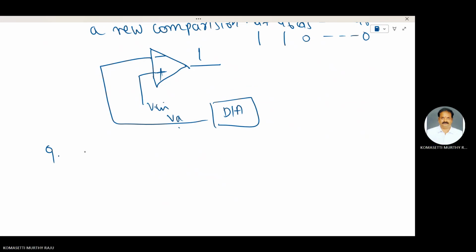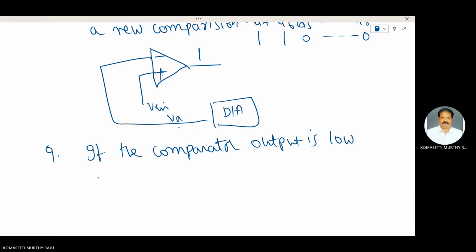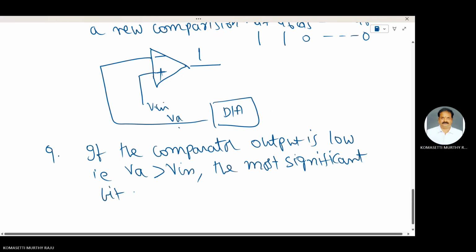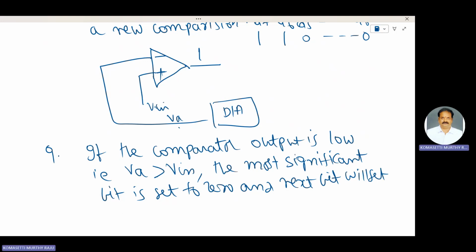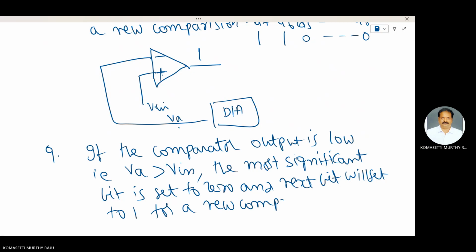The 9th point: if the comparator output is low, that is VA is greater than Vin, the most significant bit is set to 0, and the next bit will be set to 1 for a new comparison.